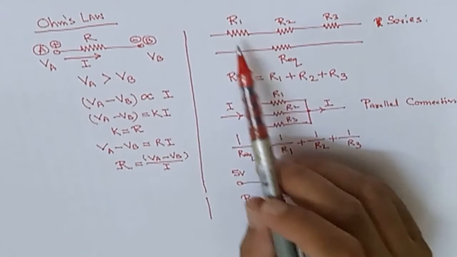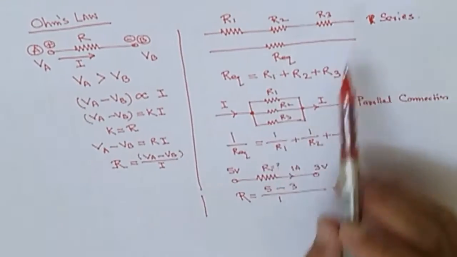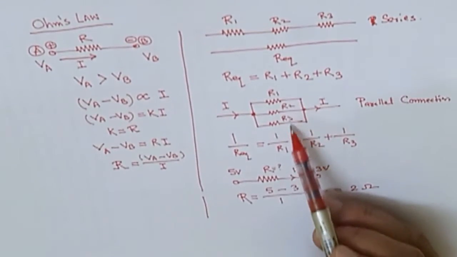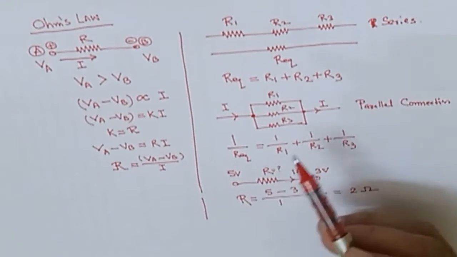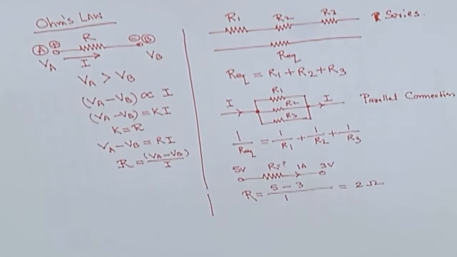So this is a series circuit R1, R2, R3. This is a parallel circuit R1, R2, R3. These are the basic circuits. Later we'll go on to complicated circuits and how to solve all these circuits.